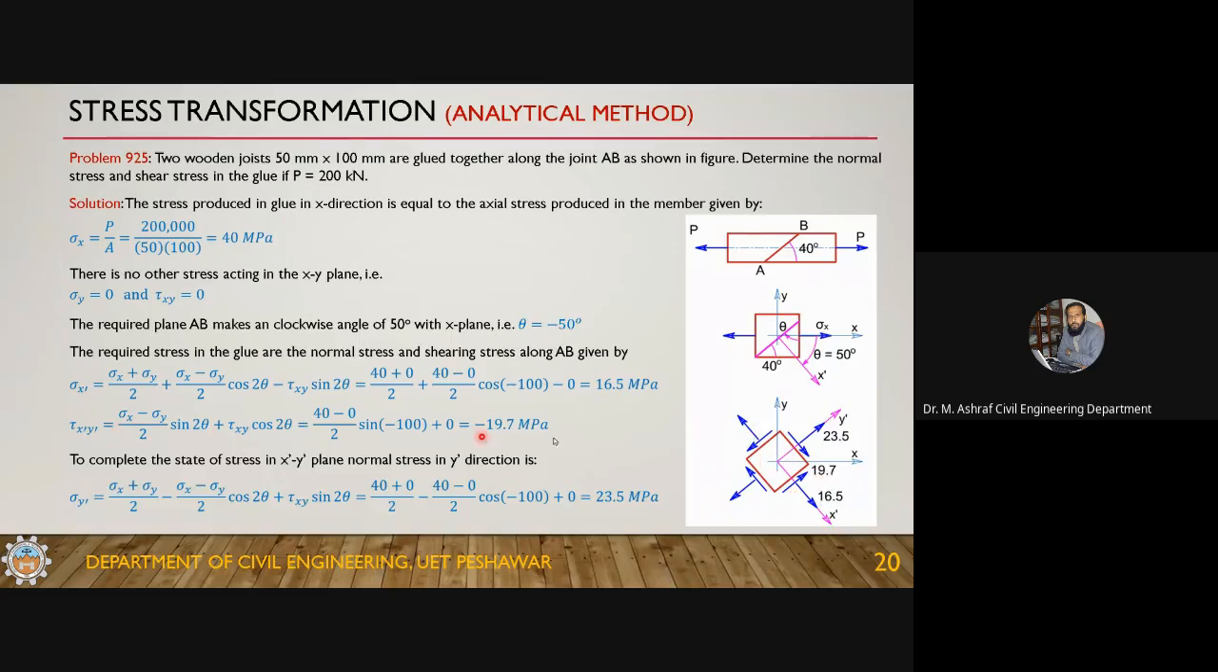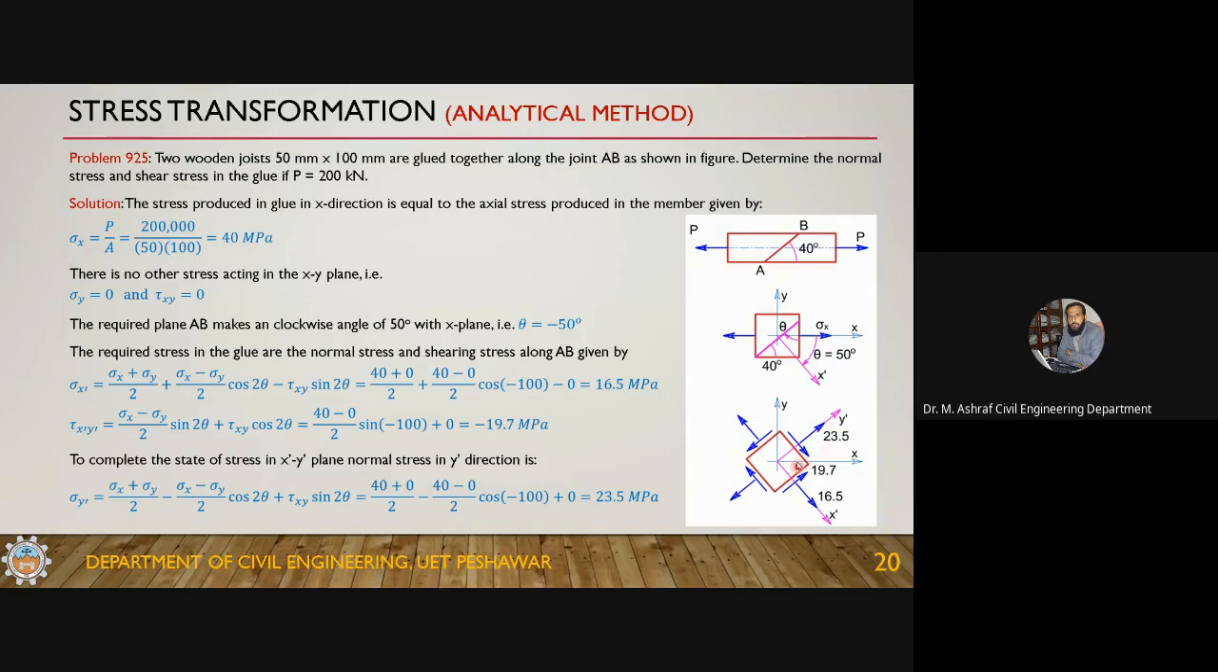Now you have completed the question, because you calculated the stress components along the glue AB. But to complete the state of stress, you also need to calculate sigma y. For sigma y you can use this equation. The only difference between sigma x and sigma y is that here you have a positive sign and here a negative sign, and here a negative sign and here a positive sign. The sign of the first component is the same. This will result in 23.5. So on the y prime plane, there is a tensile stress of 23.5 MPa.